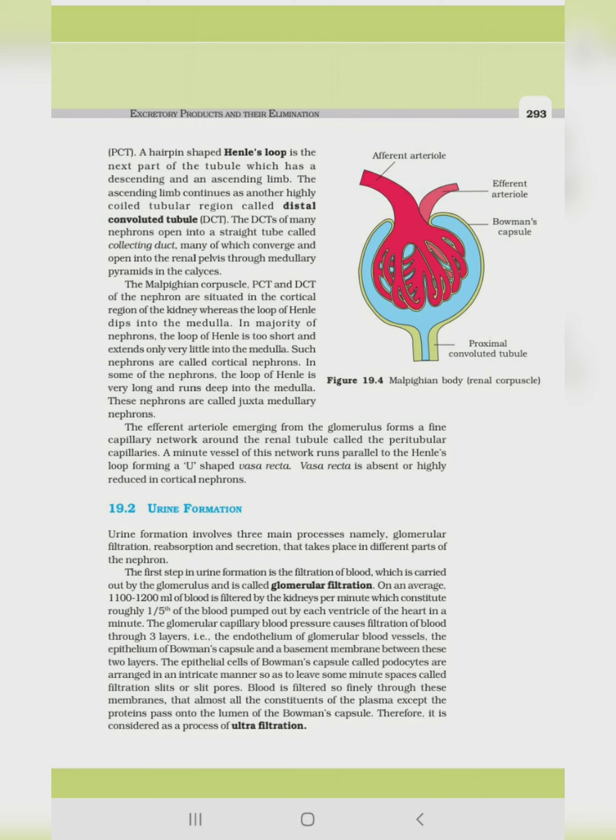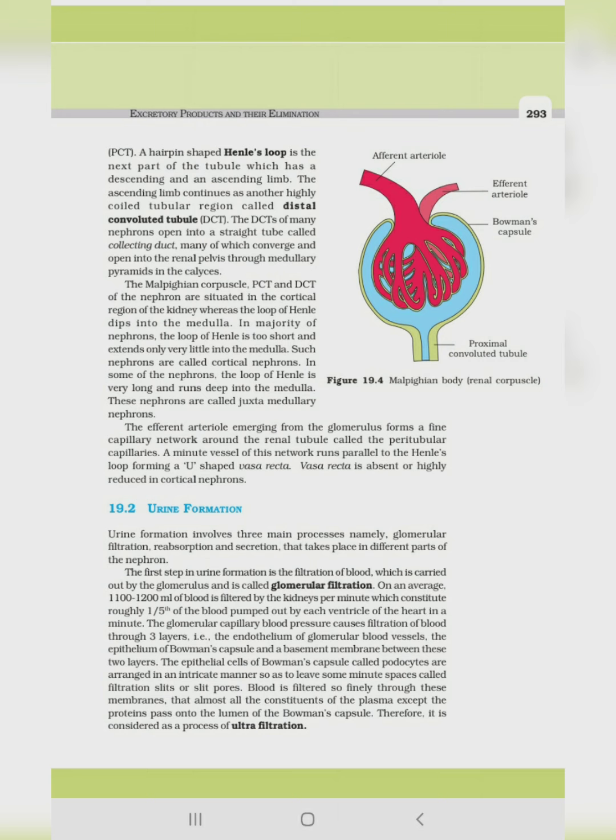The Malpighian corpuscles, PCT and DCT of the nephrons are situated in the cortical region of the kidney, whereas the loop of Henle dips into the medulla. In the majority of the nephrons, the loop of Henle is too short and extends only very little into the medulla. Such nephrons are called cortical nephrons. In some of the nephrons, the loop of Henle is very long and runs deep into the medulla. These nephrons are called juxtamedullary nephrons.